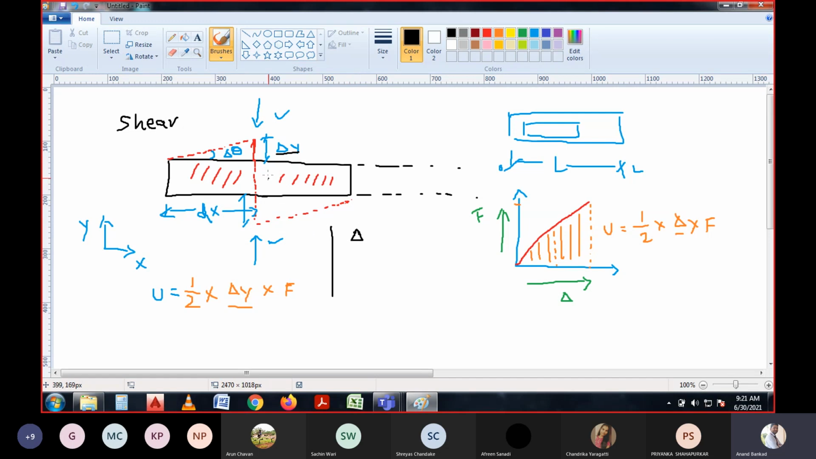At this level, the relation between this delta y and delta theta also depends upon the dx. So if I write delta theta, it is equal to delta y divided by dx, which is the elemental length. If you observe this equation, delta y could be written as delta theta into dx. I hope, dear students, you are getting what I am discussing here.